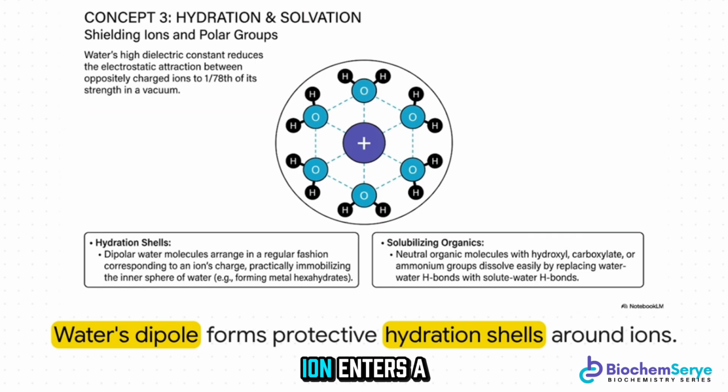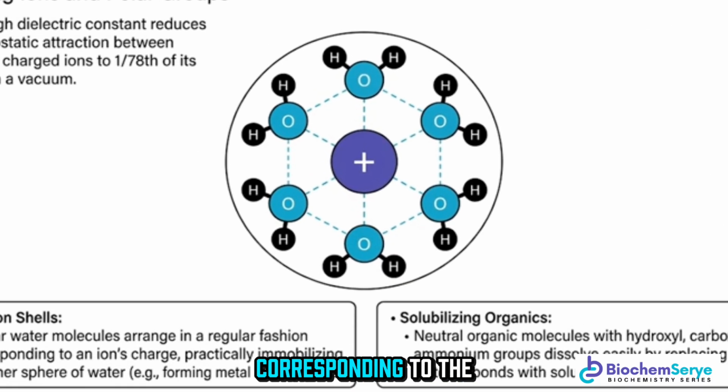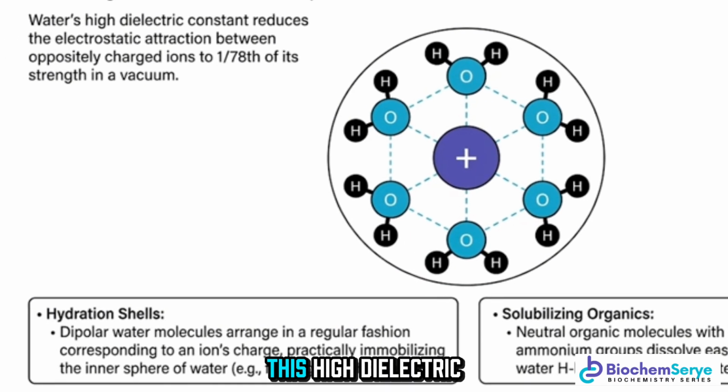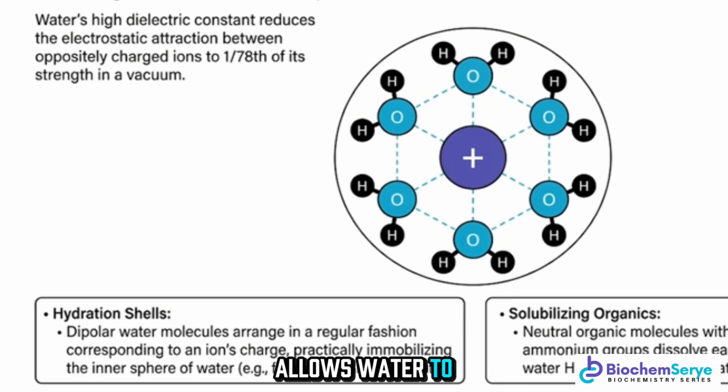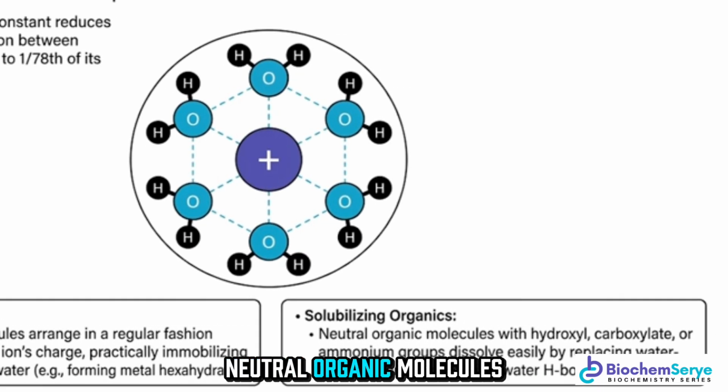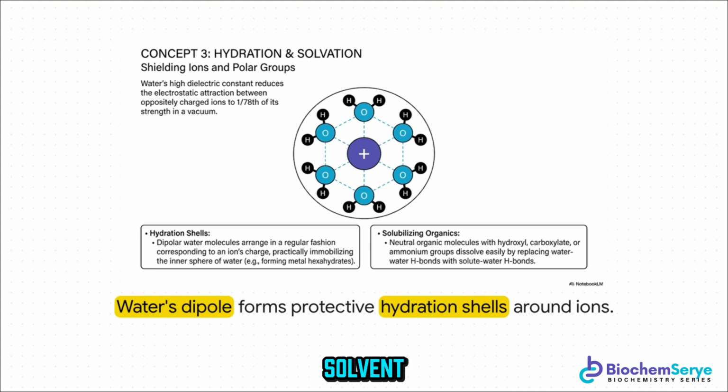When a charged ion enters a watery environment, dipolar water molecules absolutely swarm it. They arrange themselves in a highly regular fashion corresponding to the ion's charge, forming what's called a protective hydration shell. This high dielectric constant allows water to immobilize its inner sphere to form structures like metal hexahydrates. Neutral organic molecules with hydroxyl or carboxylate groups dissolve easily too, because they can just swap out water-water hydrogen bonds for solute-water hydrogen bonds. If our biological solvent lacked this incredible ability to form hydration shells, cellular transport would literally grind to a halt.